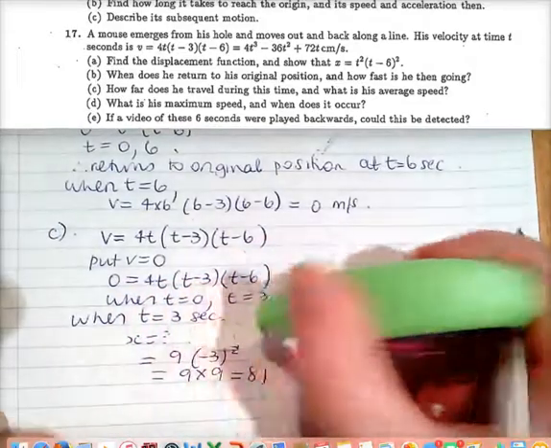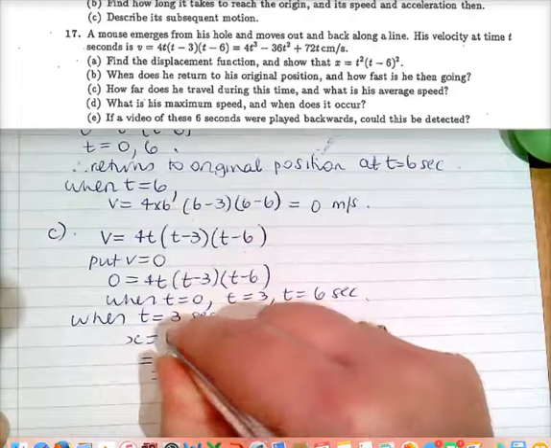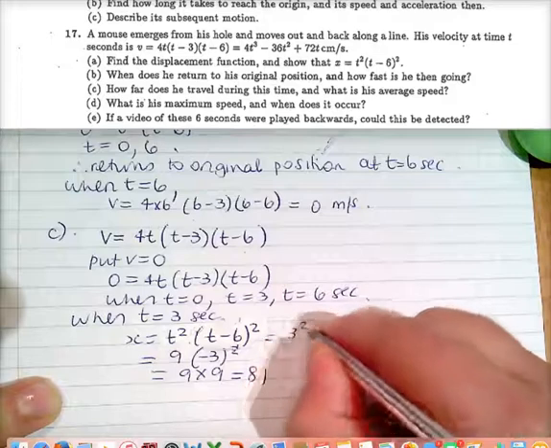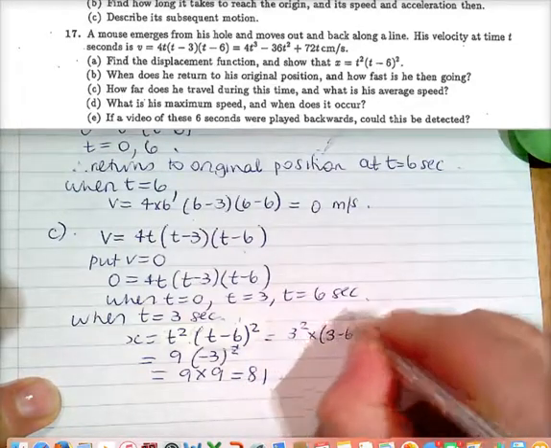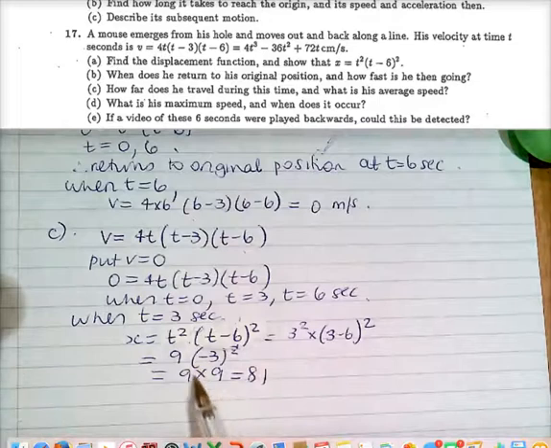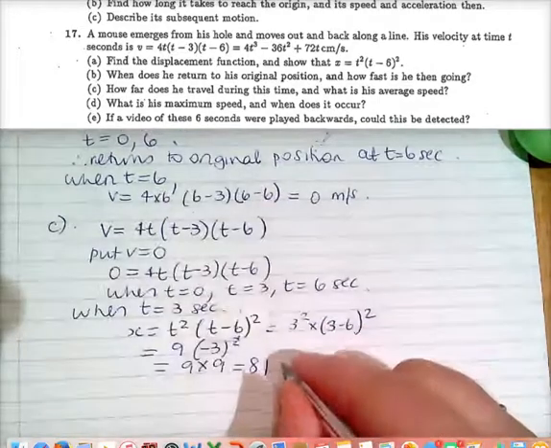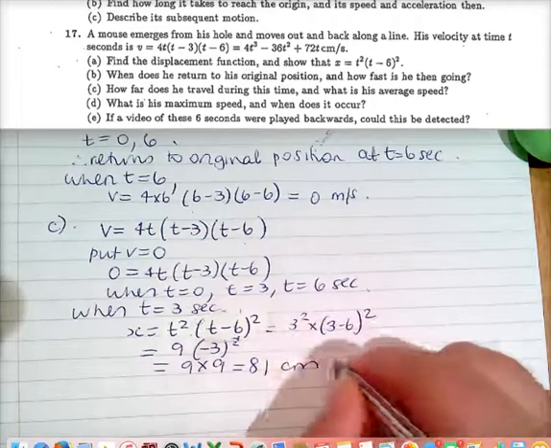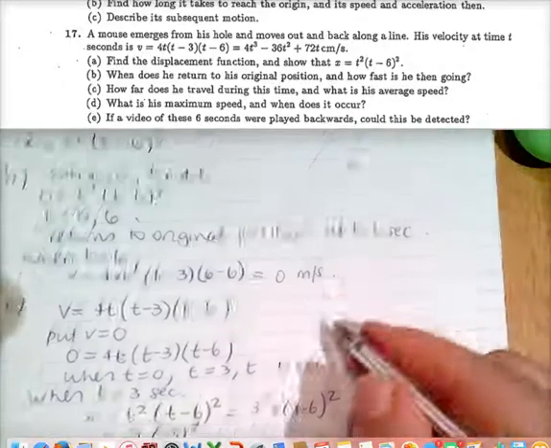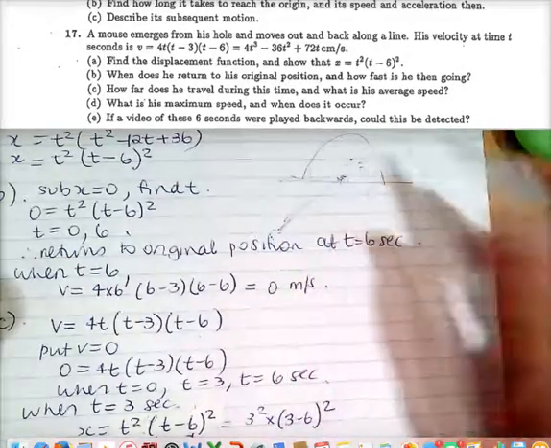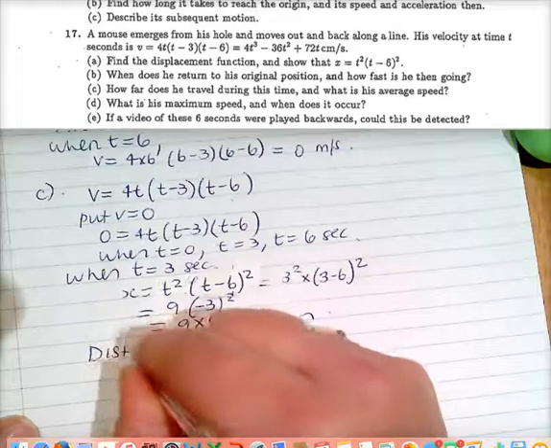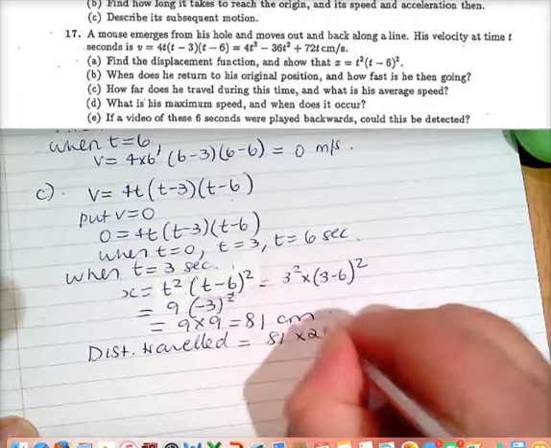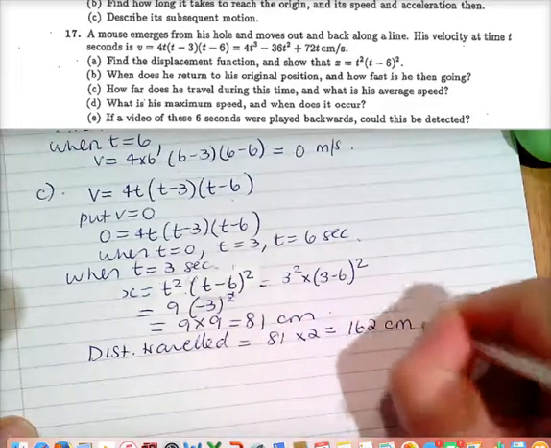So remember, it's going into the formula. Just write that out properly. It's going into this formula, x equals t squared, t minus 6 squared. So we got 3 squared times 3 minus 6 squared. So it's 9 times 9, 81. I think it wouldn't be meters, it's probably centimeters. Okay, so there to come out, 81 centimeters out, 81 centimeters back in. So therefore the distance traveled equals 81 times 2, so it's 162 centimeters.